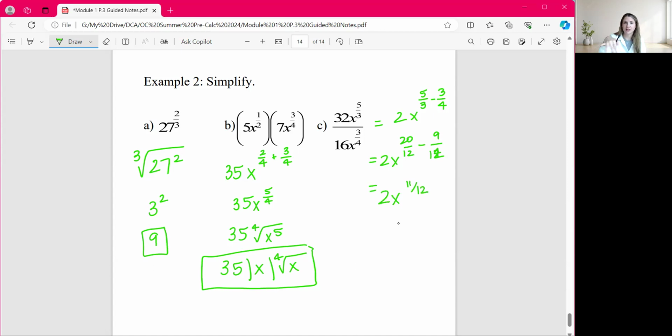And if I write this in radical form, we're going to have 2, the index is the denominator, 12th root of x to the 11. Nothing can simplify because that exponent is less than the index. And there's your final answer.